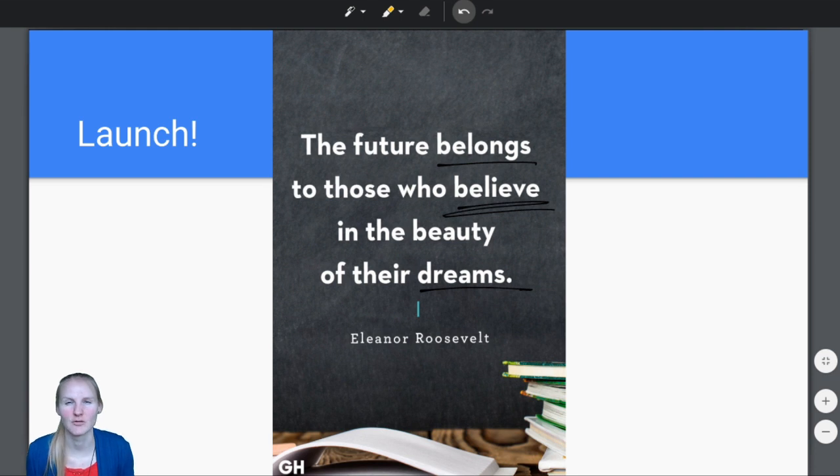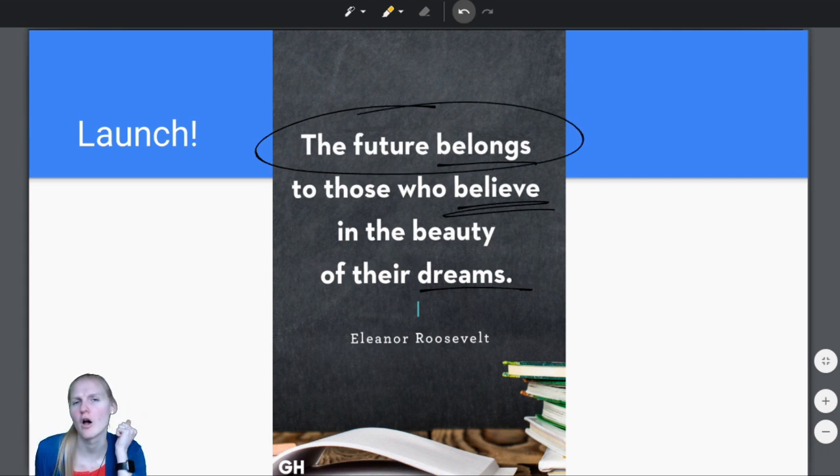What does that mean for the future to belong to you? If something belongs to me, it is mine. I am in control of it. So if the future belongs to you, it means you're in charge of your future. You are in control of your future, and you get to make it what you want it to be. So how do we get there? How do we have the future belong to us? Well, it belongs to those who believe in the beauty of their dreams.